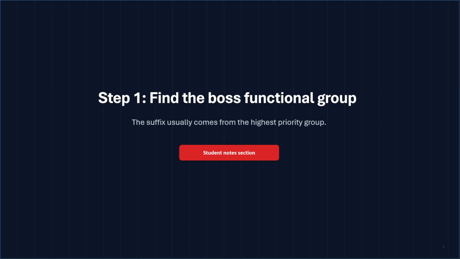Now we start step 1, find the boss functional group. I am using the word boss because it is easy to remember. The boss group is the group that usually controls the suffix and often controls the numbering. For example, if a molecule has a carboxylic acid and an alcohol, the acid is usually in charge. The alcohol does not disappear, but it becomes a prefix instead of the main ending. This is why we have to identify priority before we choose the chain or start numbering.